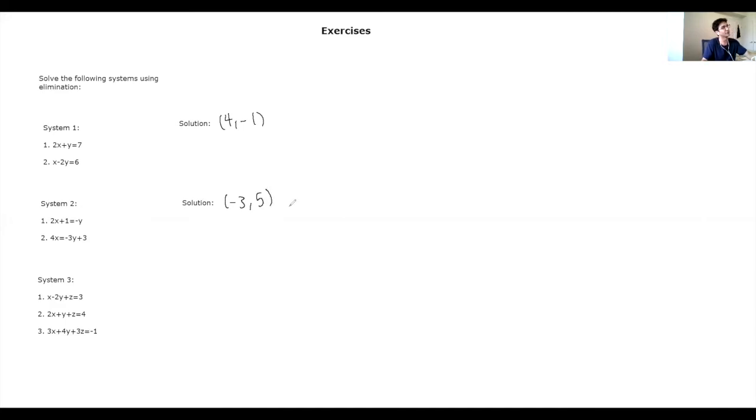And at the bottom here, you'll see system 3, but you'll notice there are 3 equations in 3 variables, x, y, z. And this is what we call, again, a 3-variable, 3-equation system. You can use the exact same method of elimination, and you just need to make some slight changes to it. I'm not going to provide the solution in this one, but I would encourage you to give it a shot, try to solve it on your own now.